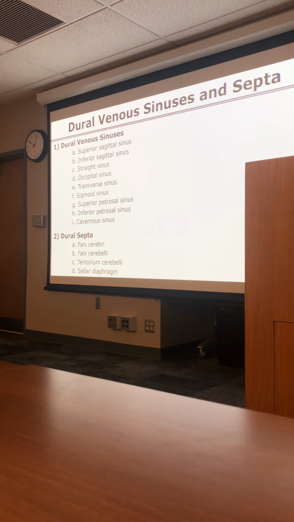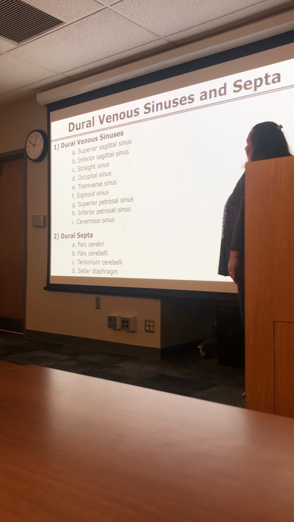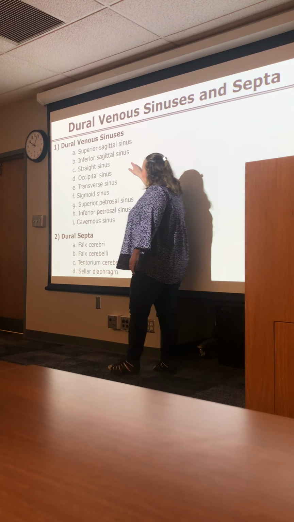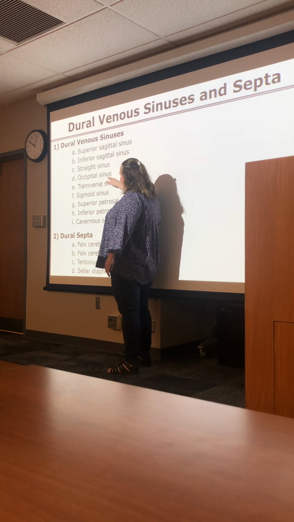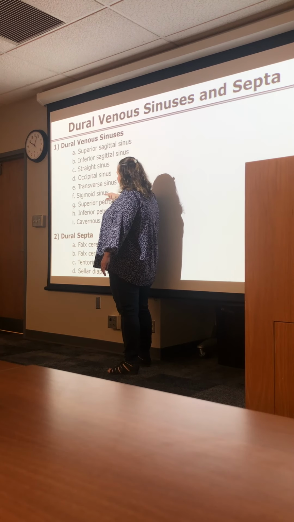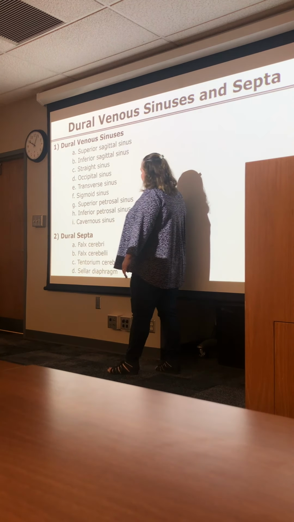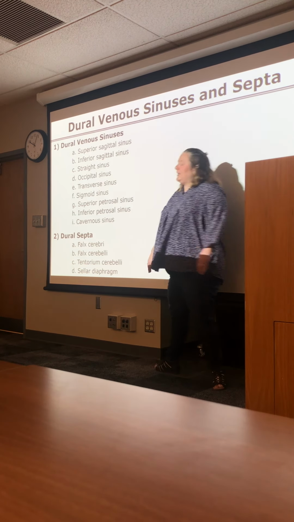Okay, so there are small veins associated with the brain, and the small veins are actually going to open up into these dural venous sinuses. You have the superior sagittal sinus, the inferior sagittal sinus, a straight sinus, an occipital sinus, a transverse sinus, a sigmoid sinus, superior petrosal sinus, inferior petrosal sinus, and cavernous sinus.